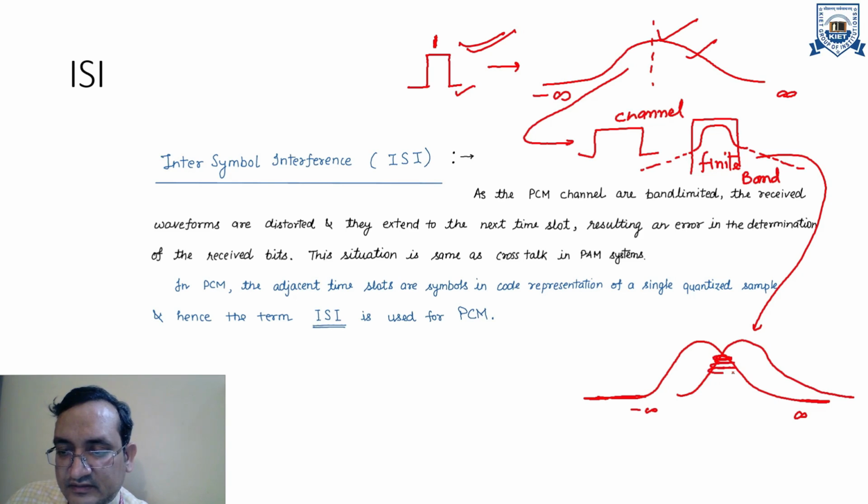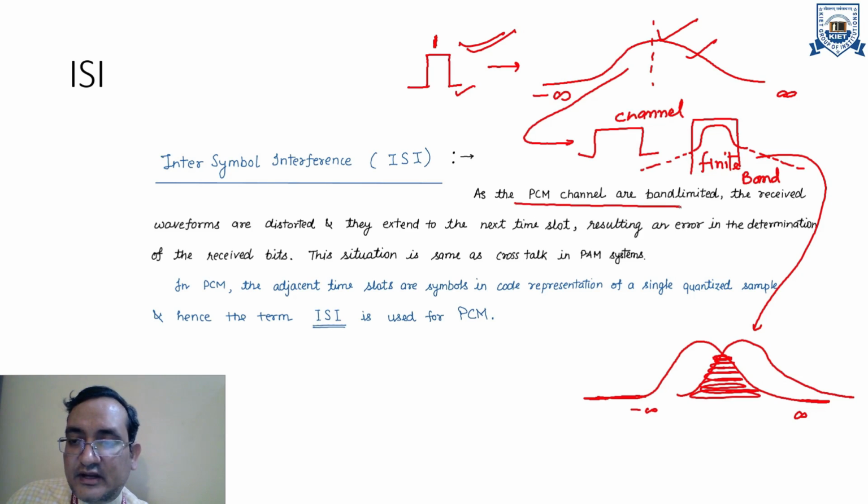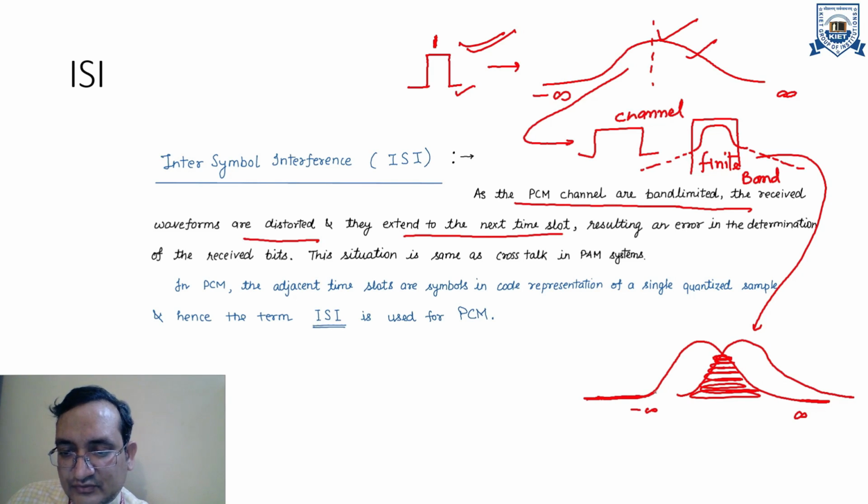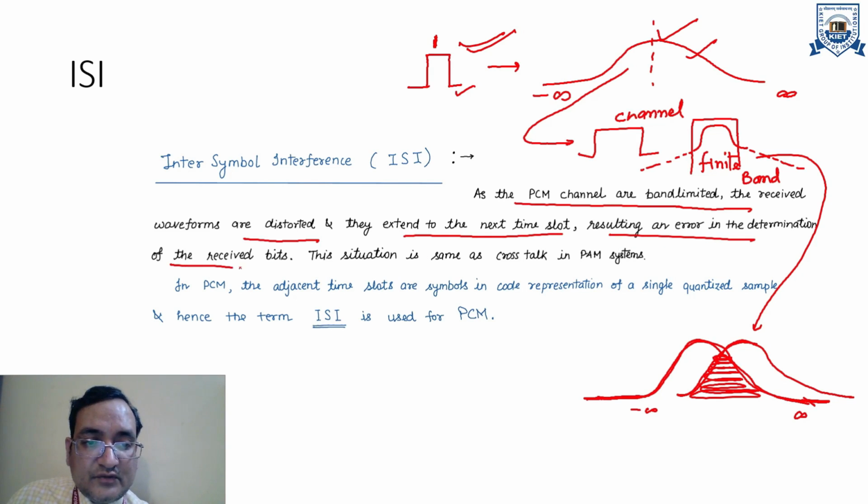So as the PCM channels are band limited, I have told you the received waveforms are distorted and they extend to the next time slot, which is the time slot for another pulse, for another sequence, right? So resulting in an error in the determination of the received bits. So this situation is same as the crosstalk in PAM.